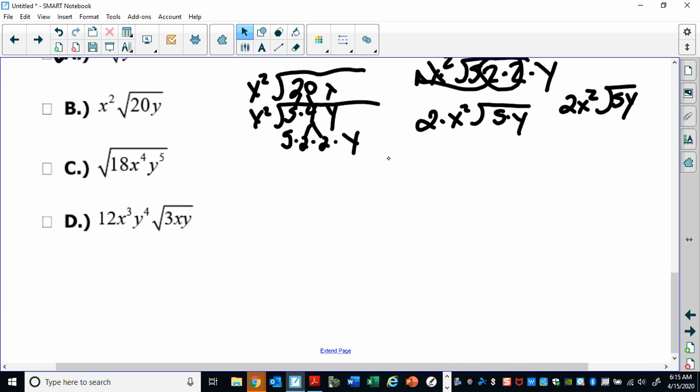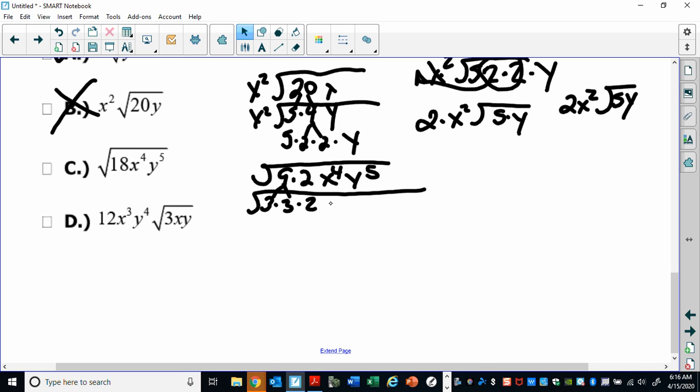All right, letter C. So B was able to be broken down, so we can't have that. B is going to be 18. Can we break down 18? We can break down 18. So we're going to have the square root of 9 times 2, and then we'll have x to the 4th, y to the 5th. Now, we can break down 9 as well. So we'll have 3 times 3 times 2. And then let's go ahead and just draw these out right now.